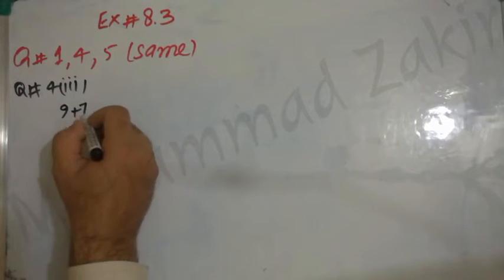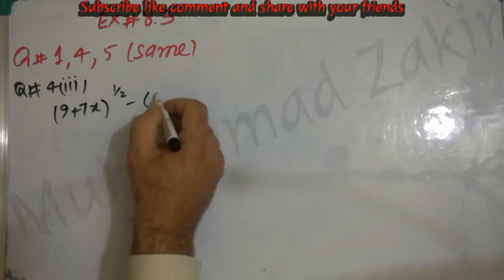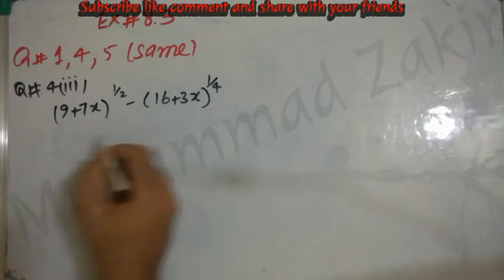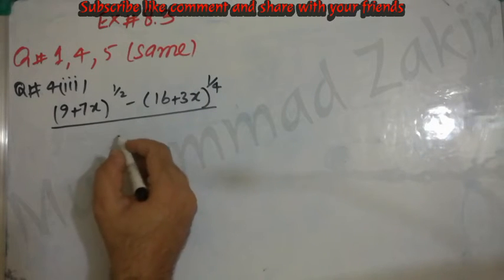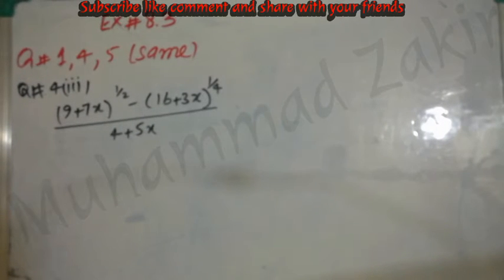9 plus 7x power 1 by 2, 16 plus 3x power 1 by 4 divided by 4 plus 5x, and this is approximately equal to 1 by 4 minus 17 by 384x.